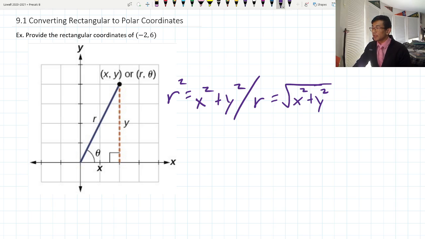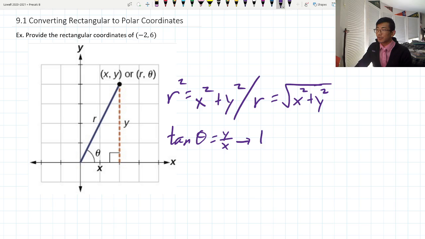Okay. Next, our angle. So if I have the legs of the right triangle, which are the opposite and adjacent sides, then I could connect them to the angle via tangent, and we can say that tangent of theta is equal to y over x, or we could write that as inverse tangent of y over x is equal to theta. Okay, so let's actually do an example here.